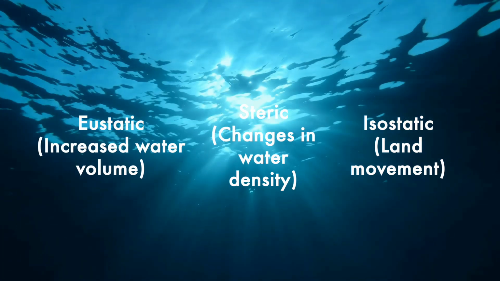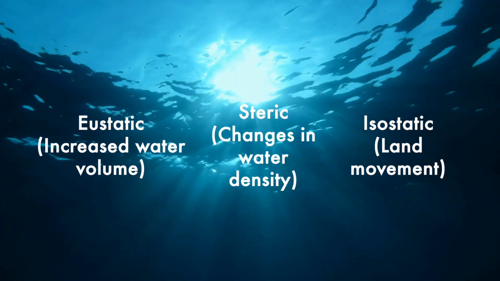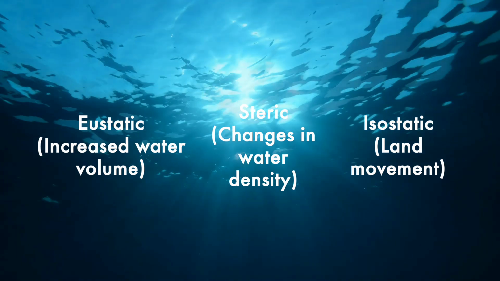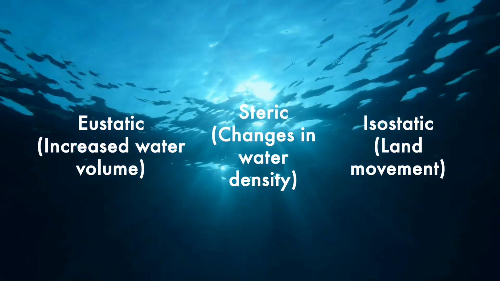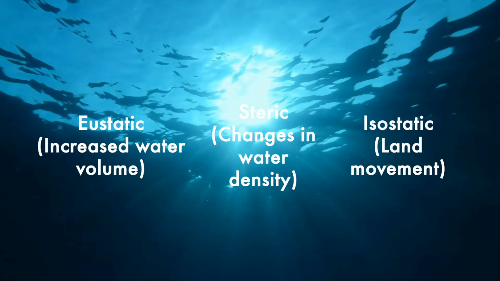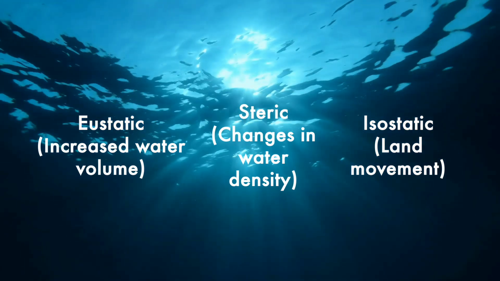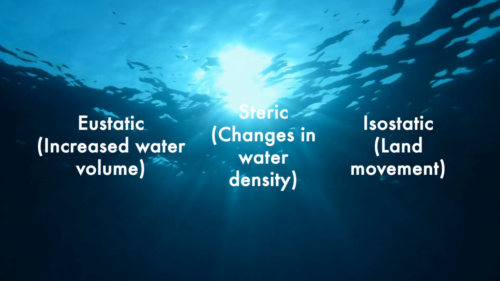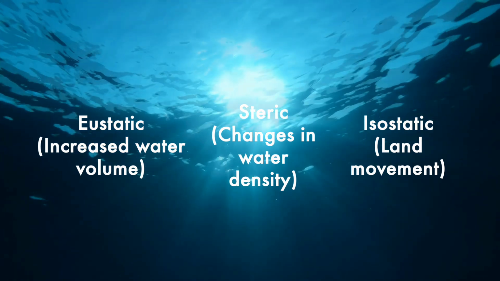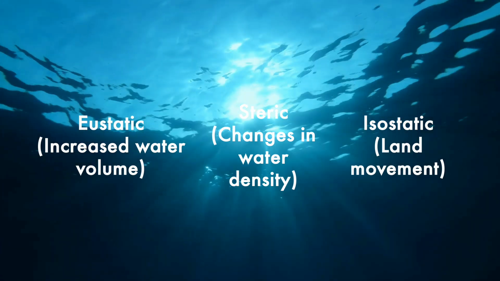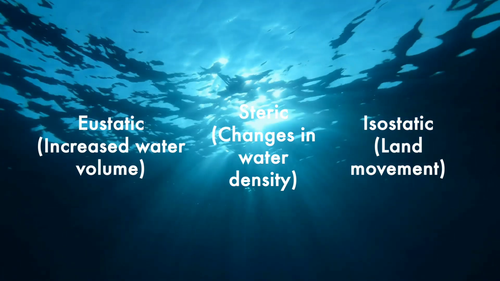So to summarize, sea level rise is driven by a combination of eustatic, isostatic, and steric effects. It's the combination of these factors that makes sea level rise a complex and important issue. So even though it might seem gradual, the long-term effects are significant, reshaping coastlines, impacting ecosystems, and threatening communities around the world.